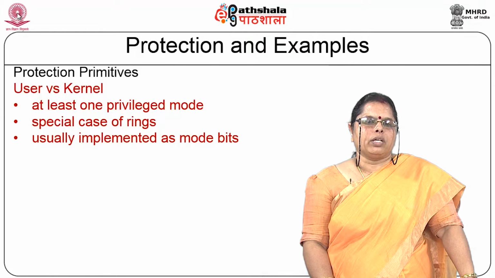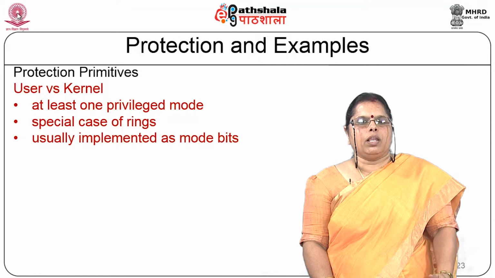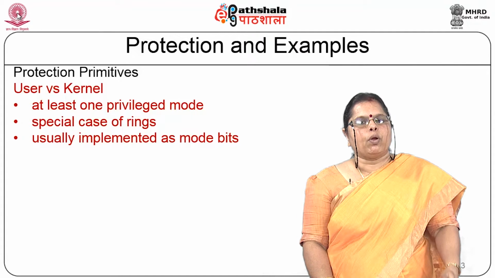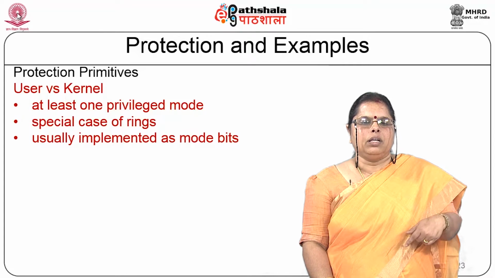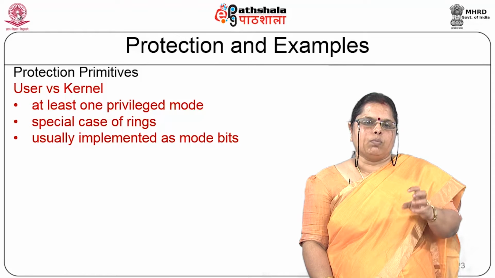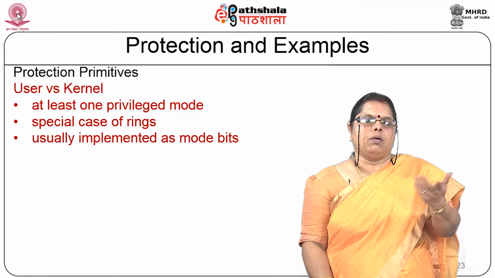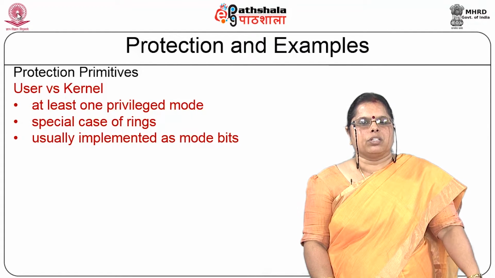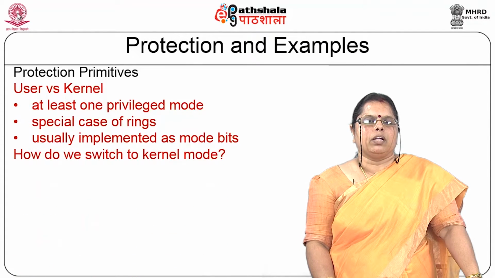If you look at the protection primitives, you are looking at least two levels of operation, user level and kernel mode, and you have at least one privileged mode of operation. Some processors use a special case of rings, a ring-like architecture where you have multiple levels of privileges. The innermost level is the most privileged level and the outermost level is the least privileged level. For example, Pentium uses a ring type of architecture for providing protection. And this protection information is usually implemented as mode bits.